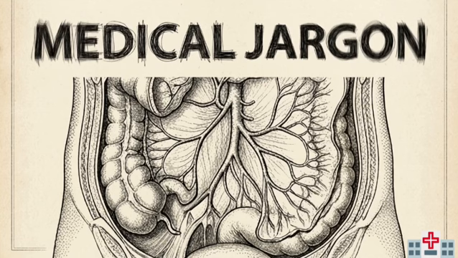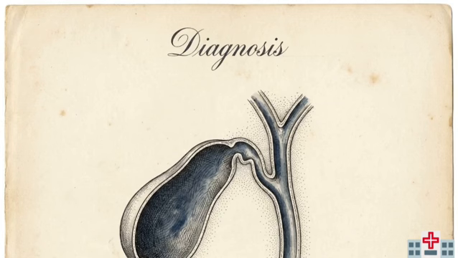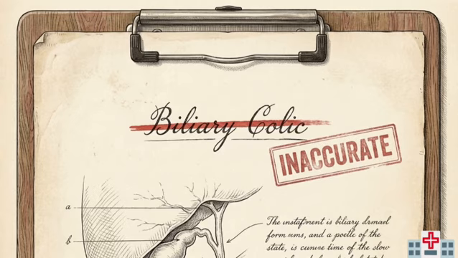Understanding these physiological pathways is critical, because relying on traditional clinical nomenclature will actively mislead your diagnostic process. Consider the term biliary colic. It is a deeply entrenched phrase used to describe gallbladder issues, but the text explicitly calls this a misnomer.